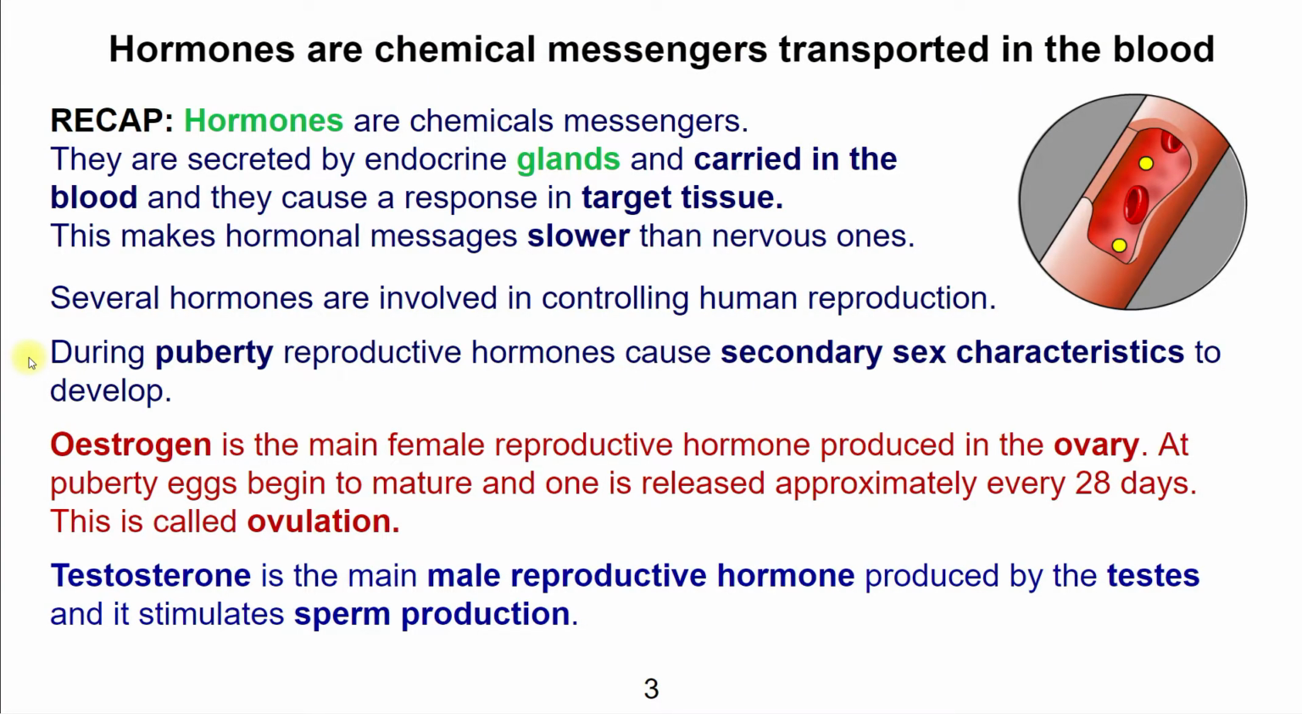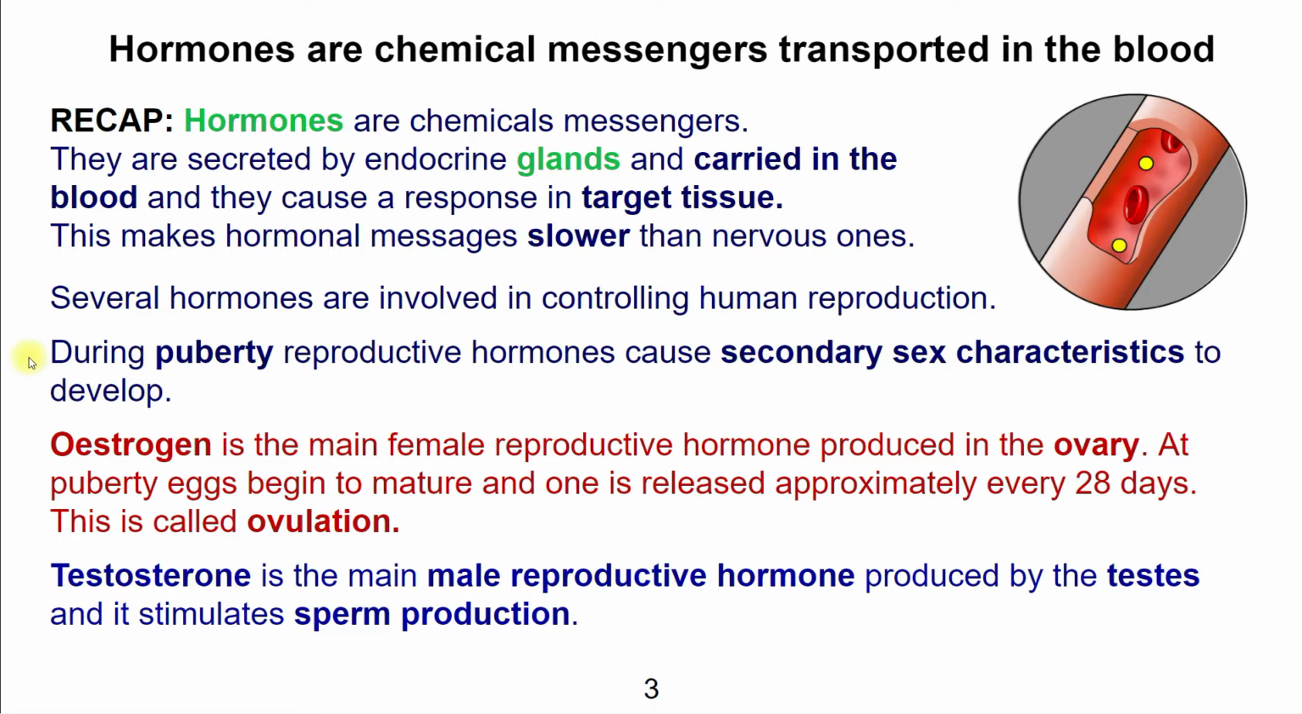Just a quick recap. Remember that hormones are chemical messengers, and they are produced by glands and they are released into the blood where they travel all around the body. But hormones only affect certain target tissues. So they go everywhere, but they only cause effects in target tissues, which have receptors that match the shape of the hormones.